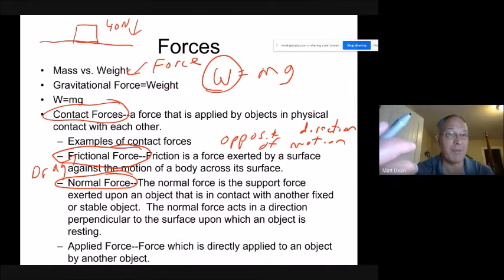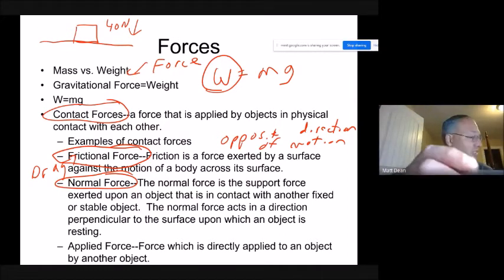We know that doesn't happen because if the box pushes down with a gravitational force of 40 newtons, there's a force coming up from the ground that's also 40 newtons. That force, that support force, is called the normal force. And on a flat ground, it's typically equal and opposite to the gravitational force or the weight. We'll talk a lot more about normal forces in the next couple of weeks.